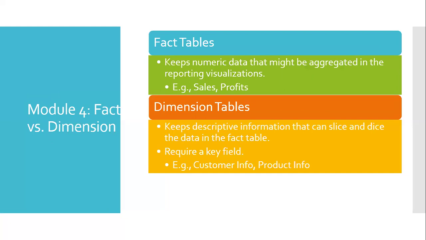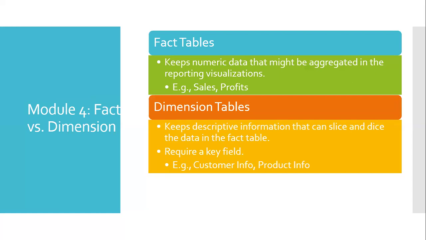What's the difference? The fact table is the one that keeps data that might be aggregated in the reporting visualization. Example, we have the sales and the profit. These are fact tables. They're kind of like numeric data that you can aggregate: you can sum them, you can find averages and all of that. So information that has to do with that can be brought into one table, separate from the rest of the table. And that's what we call the fact table.